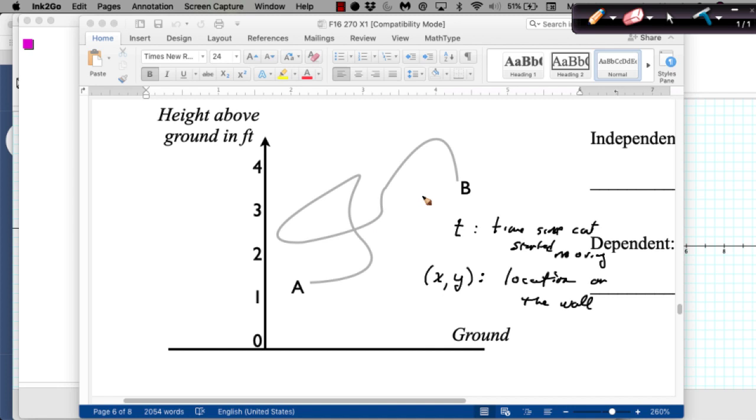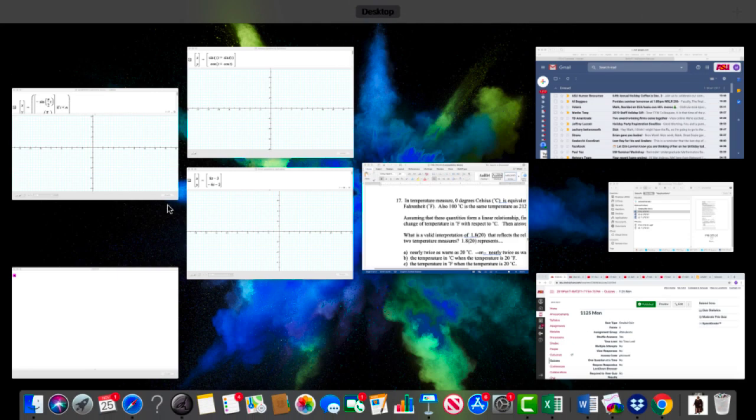Does this make sense? Okay, so this opens up a whole new realm of possible graphs that we could have, that before we said weren't functions. So really any crazy path like this can be thought of as a function if your independent variable is this parameter and the dependent variable is location, or in this case ordered pairs x and y. So let's look at some more of those here.